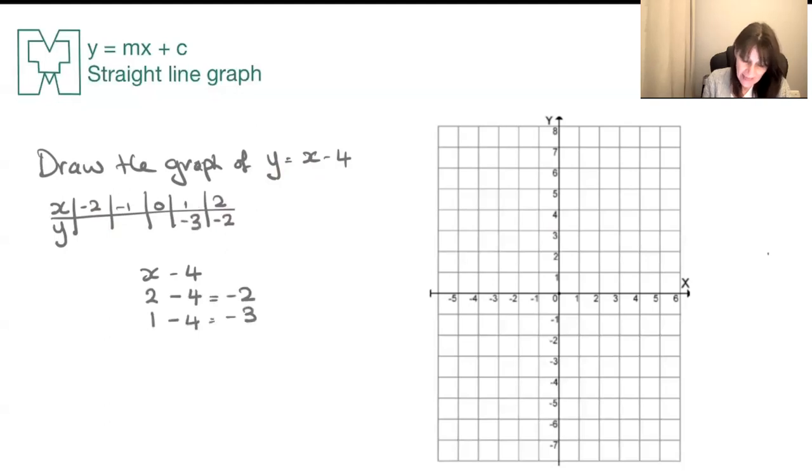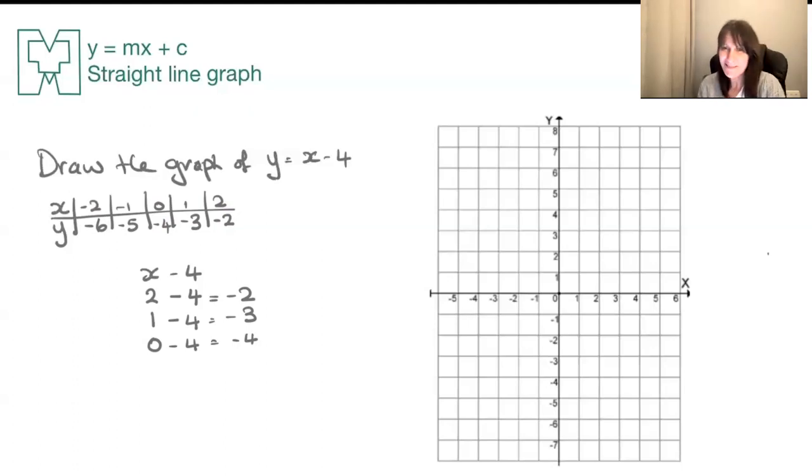And if I repeat that again, here, the table is telling me that x could be 0. So I'm going to change the x to 0, take away 4. And I should, at this stage, be starting to notice a bit of a pattern. This is just going down 1 each time. So I'm not going to waste my time doing any more maths when I can see clearly what's going on. So I've got -2, -3, -4, -5, and -6 as my y values.